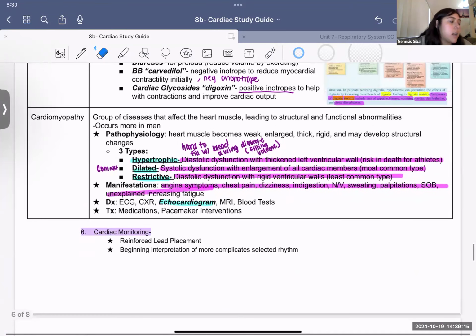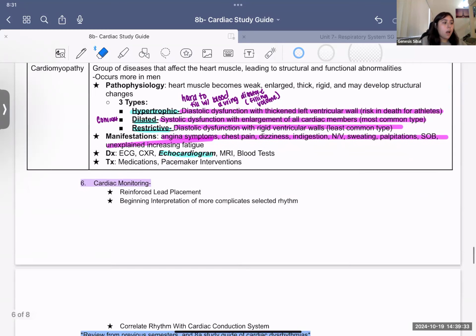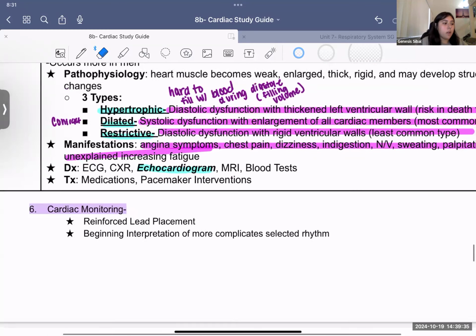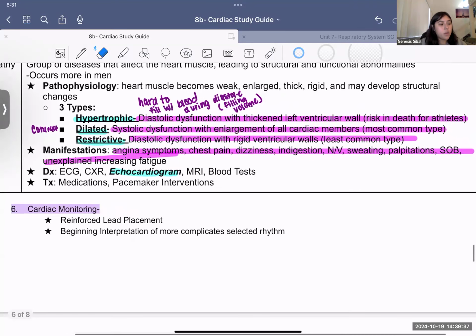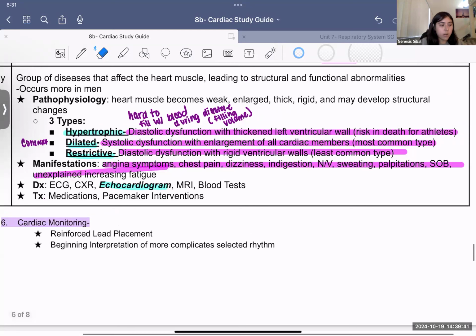And then last but not least, cardiomyopathy. This is basically due to a long process of what happens over time when your heart is overworking, right? So this is a group of diseases that affects the heart muscle and leads to structural and functional abnormalities. The heart becomes weak and large, thick, so it's basically inflamed. Again, this can happen for a number of reasons, but really all you have to know is the different types. She didn't ask us about this, but make sure you know it.